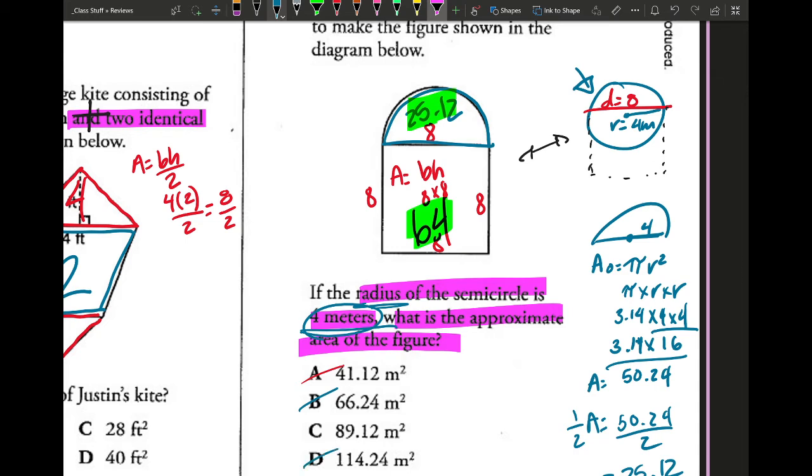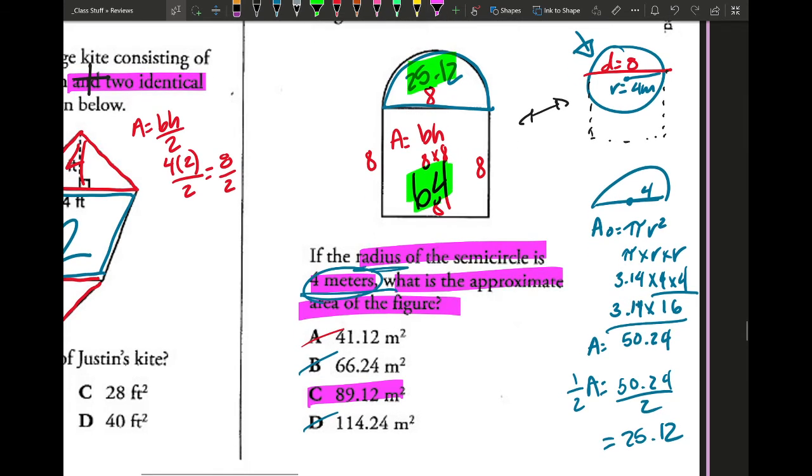It's actually going to be 89.12. When you add 64 plus 25.12, you get, yes sir? You can estimate, but that's just to do it faster. You can always do the addition like I'm doing right here, and this is going to give you the exact answer.